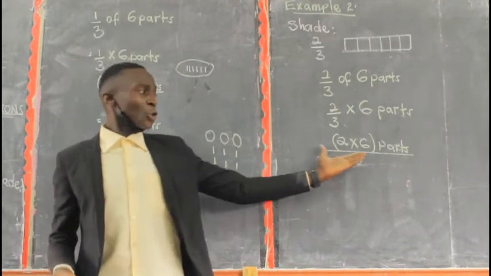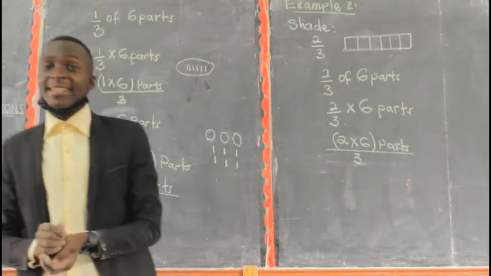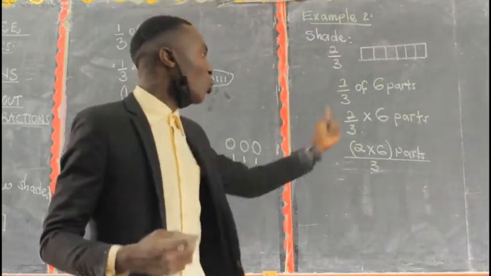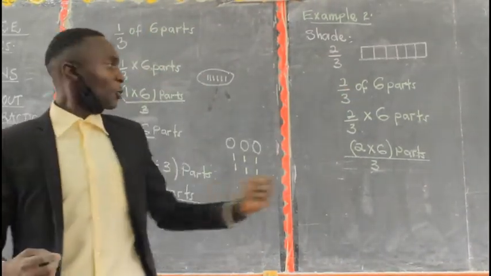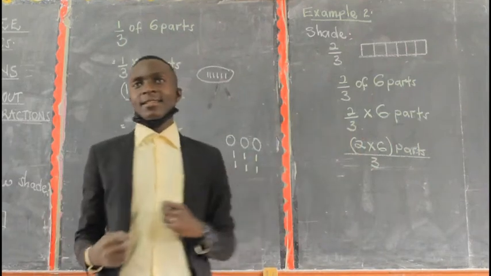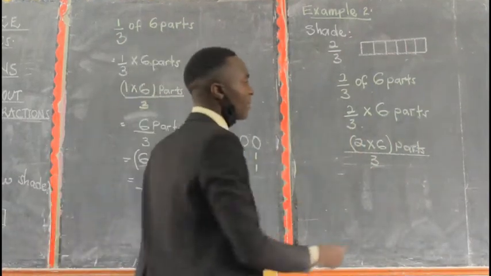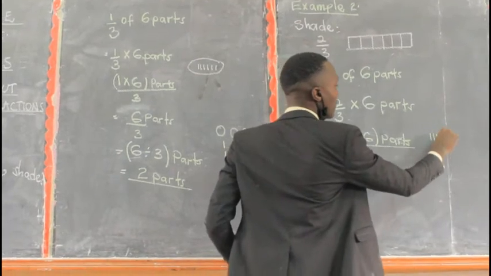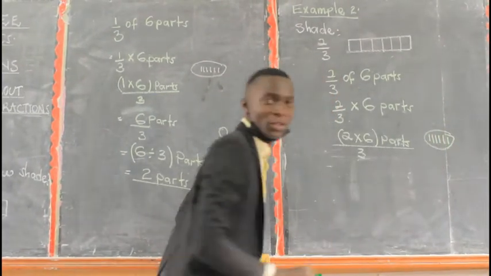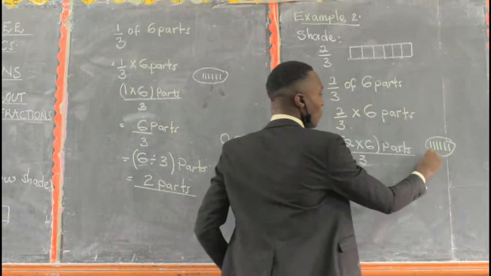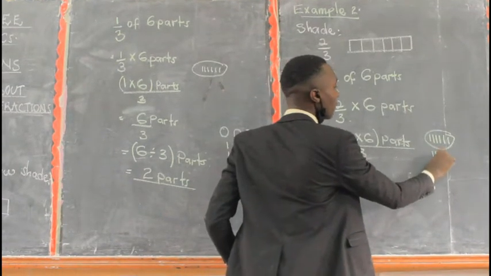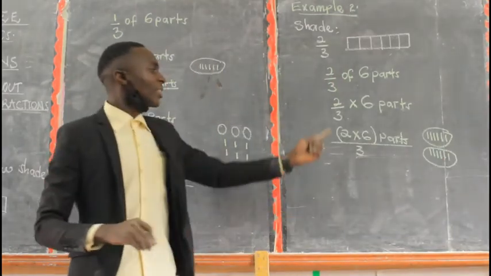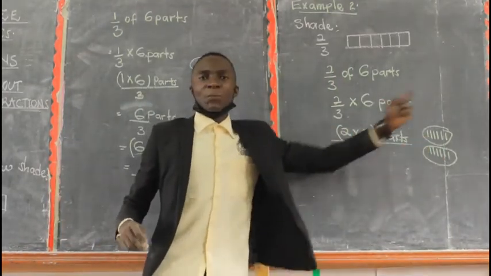My good children, 2 times 6, what do you get? 2 times 6 simply means that we are going to say 2 groups of 6. We say 1, 2, 3, 4, 5, 6. That's one group. We get another group: 1, 2, 3, 4, 5, 6. This is another group. So these are 2 groups of 6.